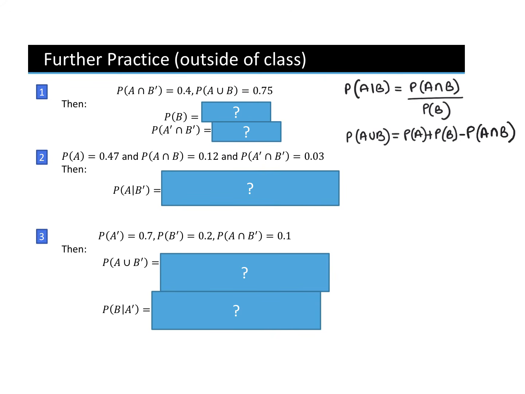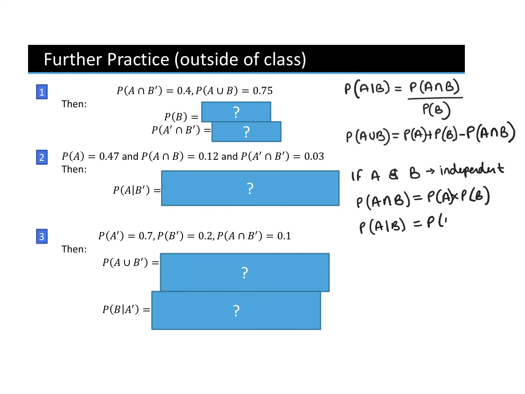If A and B are independent, we then know the probability of A intersection B equals the probability of A multiplied by the probability of B. And the probability of A given B equals the probability of A.